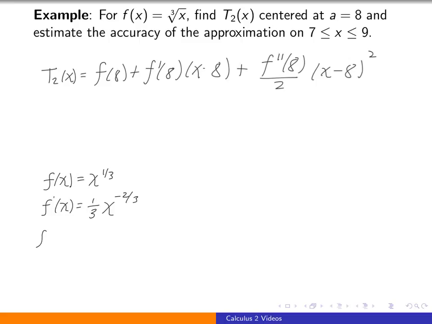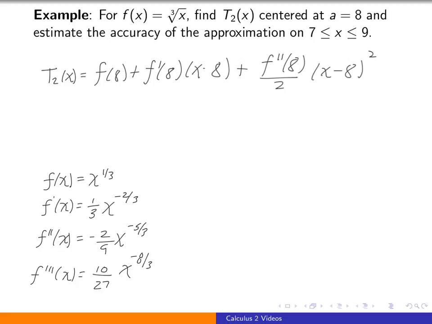The second derivative is minus 2/9 x to the minus 5/3. And for future use, the third derivative will be equal to 10 over 27. That would be the minus 2/9 times minus 5/3. And then the new power is one less, so x to the minus 8/3.